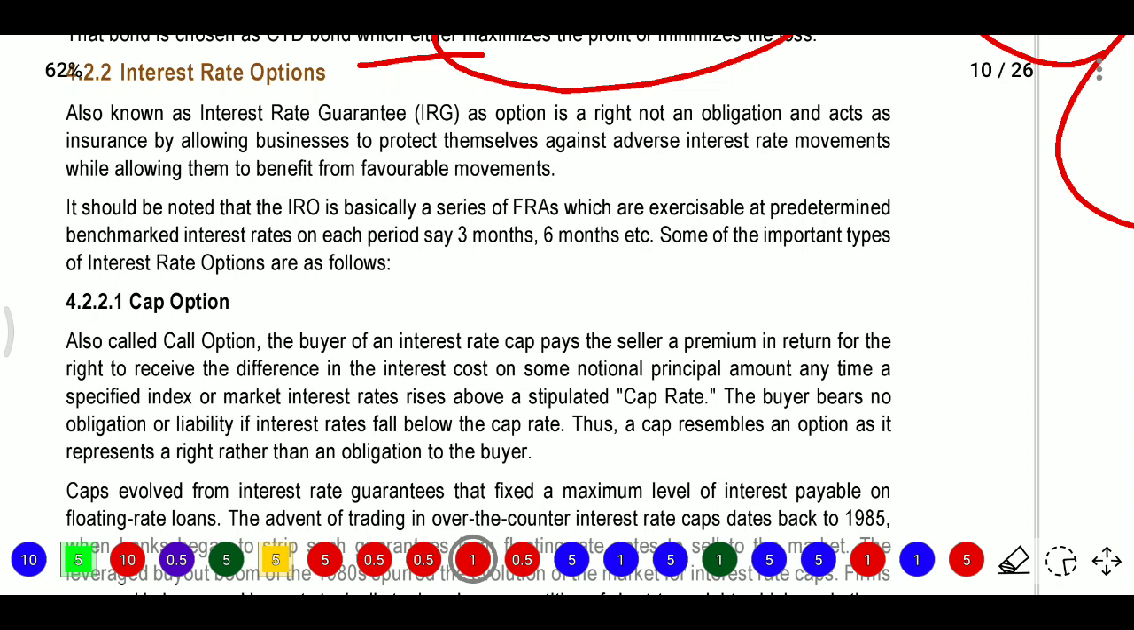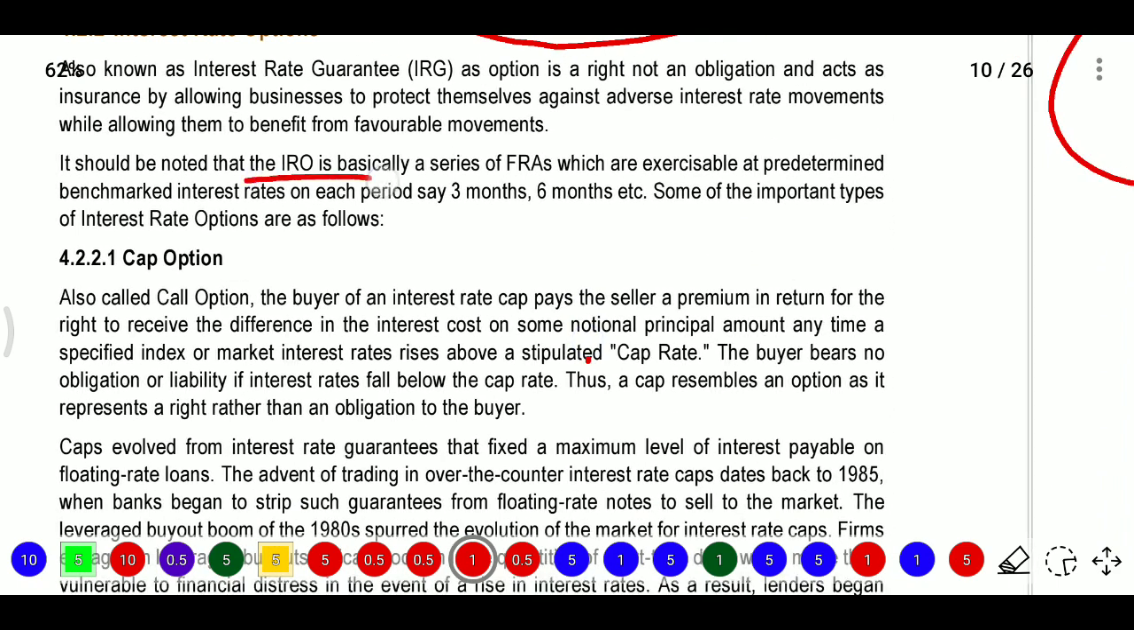So here interest rate guarantees mean we get the right but not an obligation. Having the right but not an obligation means it acts like insurance, which provides protection from different adverse interest rate movements. Now it should be noted that the IRO, that is the interest rate option, is basically a series of FRAs, that is, forward rate agreements.